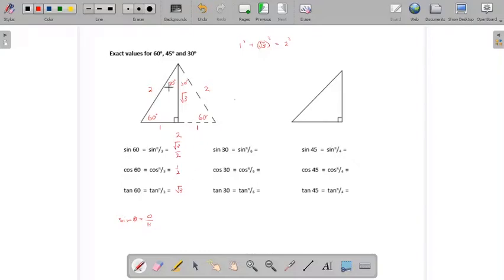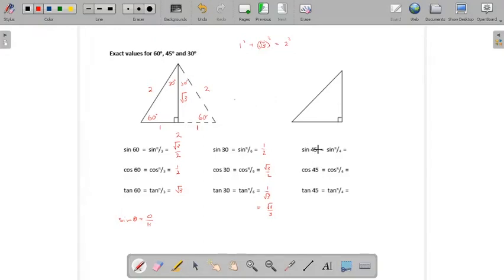If we look at our angle here of 30 degrees, then sine of 30 is opposite over hypotenuse, which is 1/2. Cos of 30, adjacent over hypotenuse, is root 3 over 2. And tan of 30, opposite over adjacent, is 1 over root 3, which if we rationalise the denominator is equivalent to root 3 over 3.